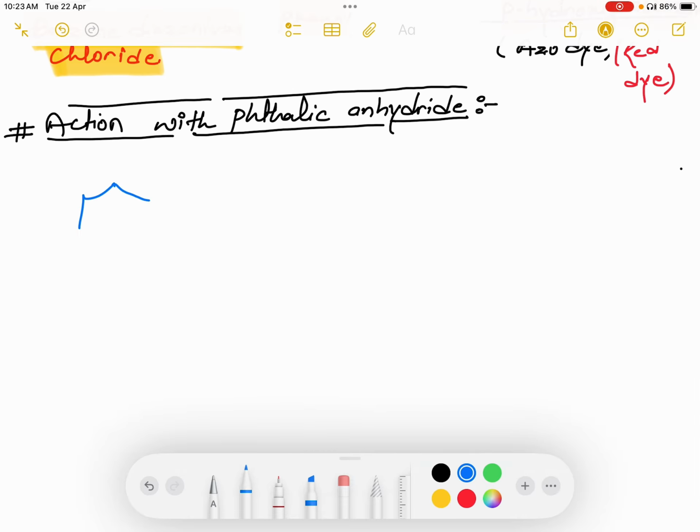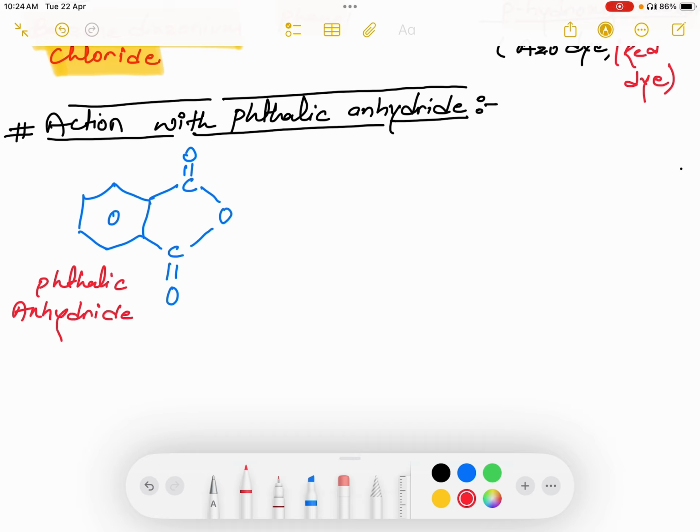So just draw a benzene. Sometimes students get confused in this. And then you will have two carbonyl groups attached to it, and these carbonyl groups are again attached to an oxygen. So this is what we call phthalic anhydride, and it is being treated with phenol. So how am I going to write the phenol? Let me show you. So here we have two molecules of phenol.